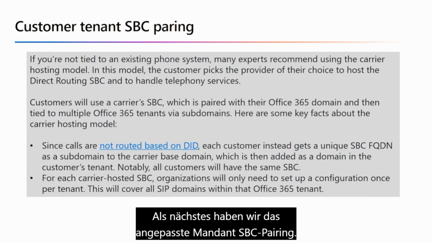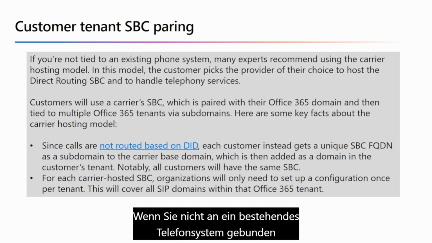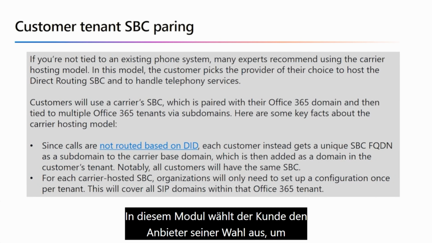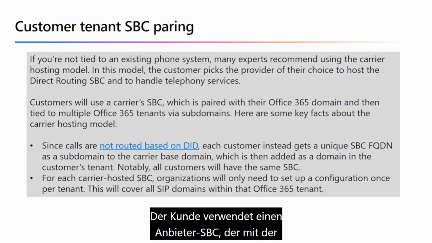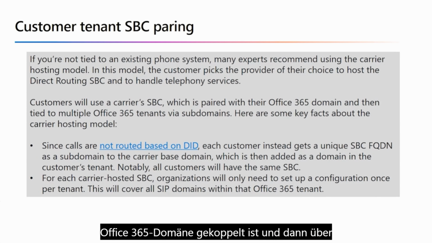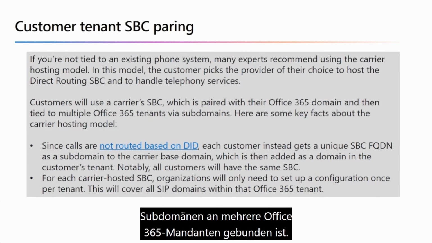Next, we'll have custom tenant SBC pairing. If you are not tied to an existing phone system, many experts recommend using the carrier hosting model. In this model, the customer picks the provider of their choice to host the direct routing SBC and to handle telephony services. The customer will use a carrier SBC, which is paired with the Office 365 domain and then tied to multiple Office 365 tenants via subdomains.